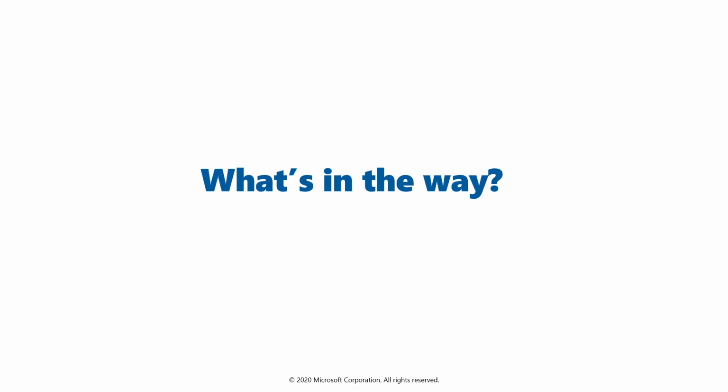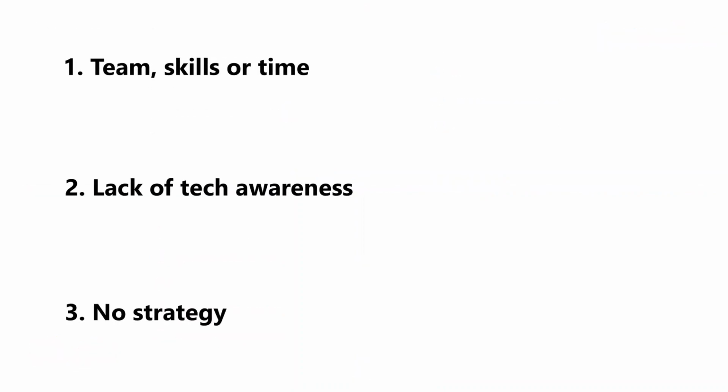Welcome back. So what's in the way? You should have 4 or 5 things listed on what's in the way there. What we find is that they coalesce around these 3 things. It's a lack of resources. That could be team skills or time. There's a lack of tech awareness. People just don't know what the tech can do. Or there's no strategy in place.